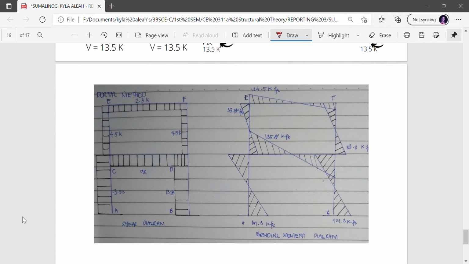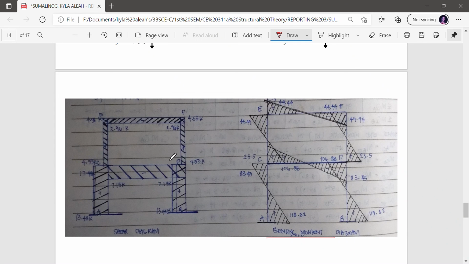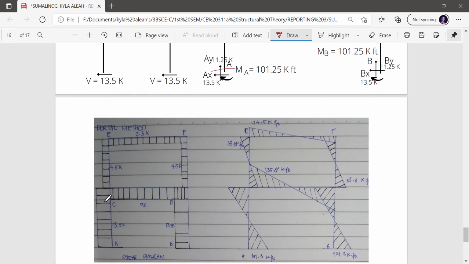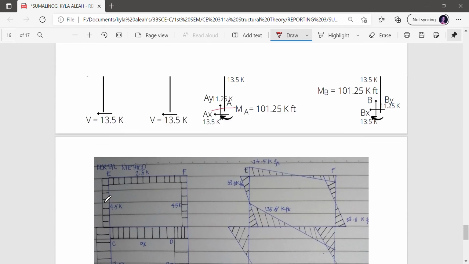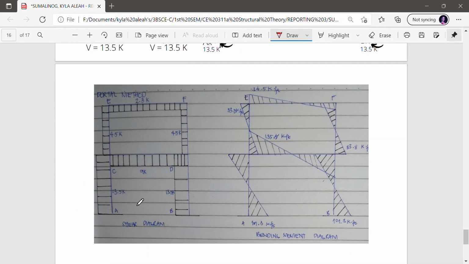On the portal method, this is how it looks. There is no big difference between the shear diagram using the Hardy-Cross method and the portal method, but with Hardy-Cross we have all the smallest details. We can get the smallest details as we wish, and we conclude that we get better results with the Hardy-Cross method, but it is very lengthy, unlike the portal method.